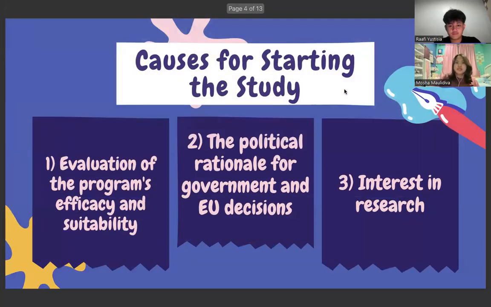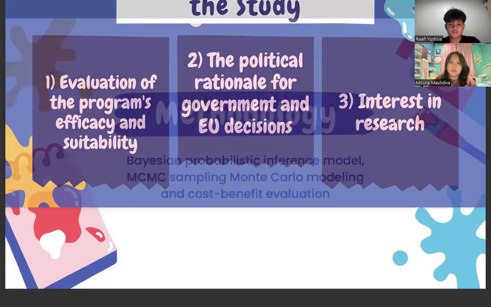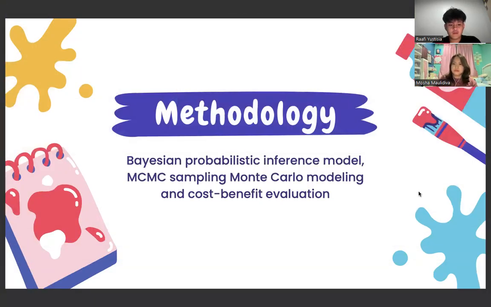The next one is causes for starting the study. The first one is evaluation of the program's efficiency and sustainability. The second one is political rationale and government and EU decisions. And the third one is interest implication. Okay, the methodology: Bayesian probabilistic inference model, MCMC sampling, Monte Carlo modeling, and cost-benefit evaluation. Next slide, please.